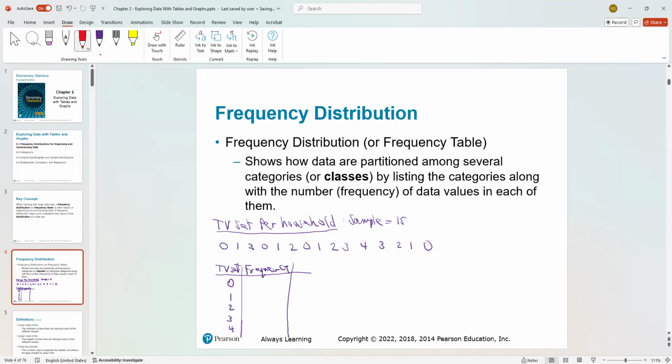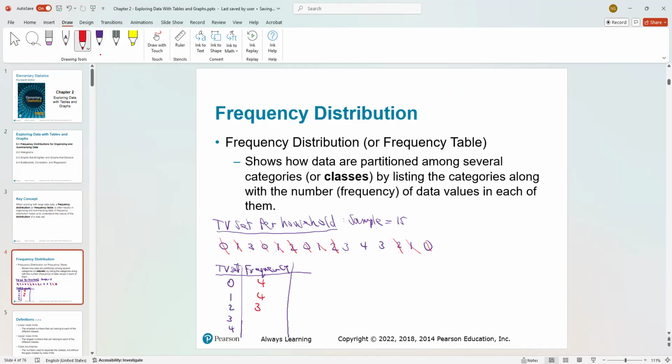So what we need to do is count. One, two, three, four of them say they have zero TVs. How many say they have one TV? One, two, three, four say they have one TV. How many say they have two TVs? One, two, three. Three say they have two TVs.